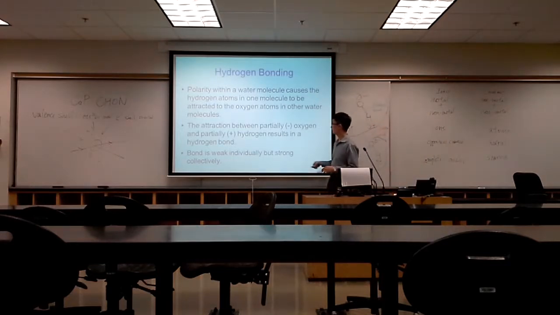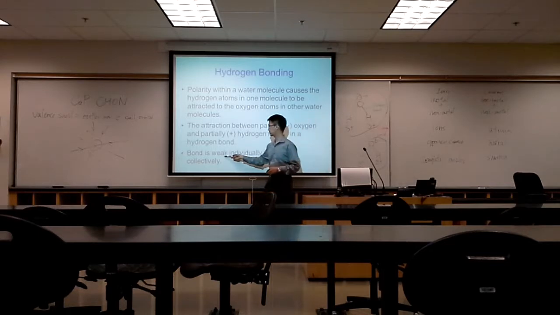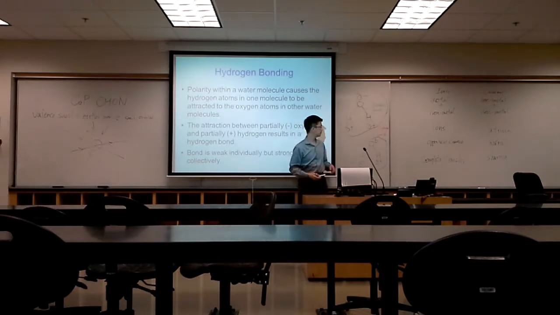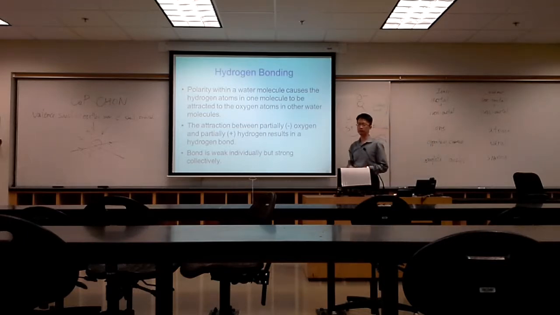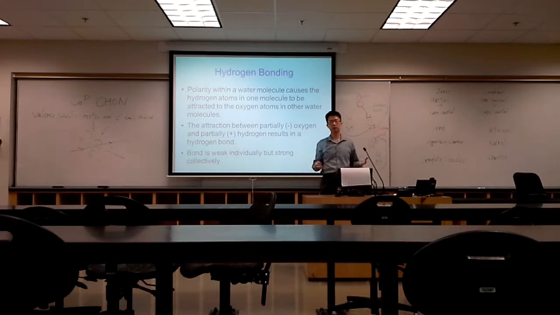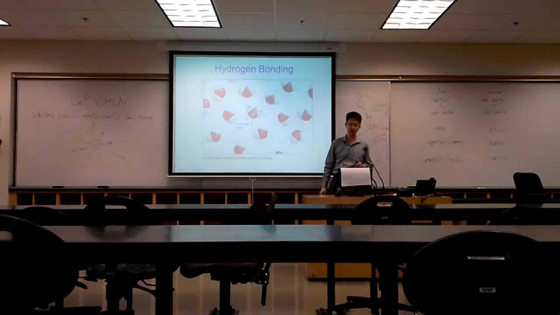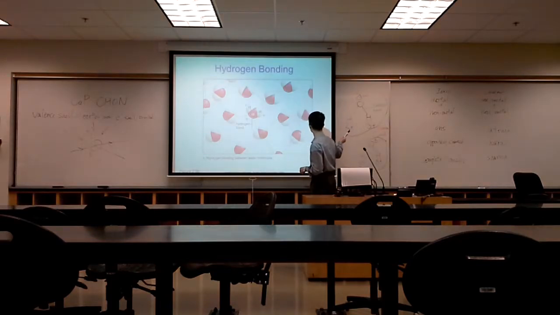This is a good point here. Hydrogen bond is weak. Individually, if you compare this straight line covalent bond with this dotted hydrogen bond, this is a lot weaker than this one. But if you have a lot of water molecules together, then you have a lot of hydrogen bonds forming. Then a lot of weak hydrogen bonds together will become strong. We'll talk more about this property in the next few slides. So this is just a summary of what I just told you here.